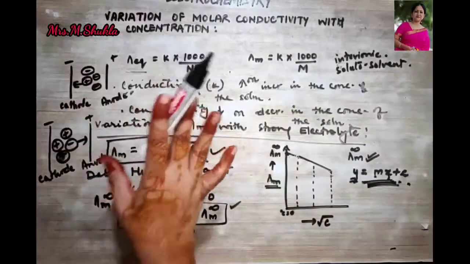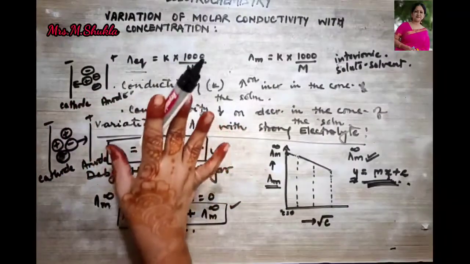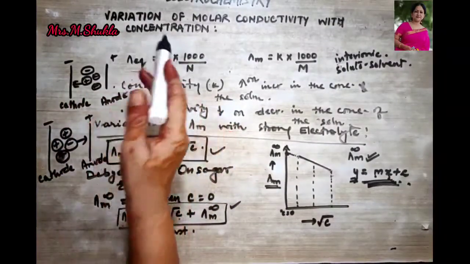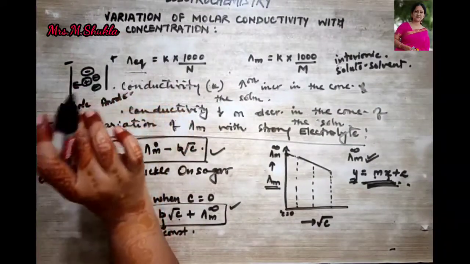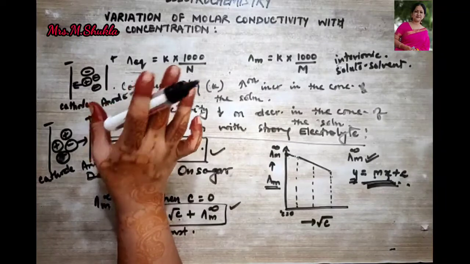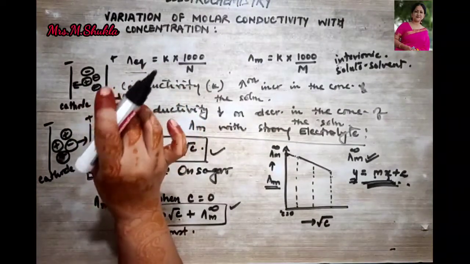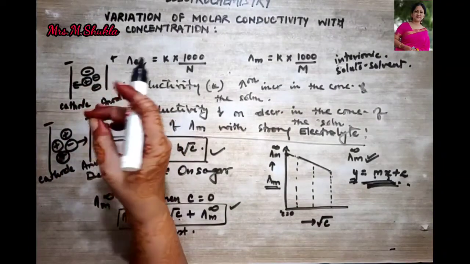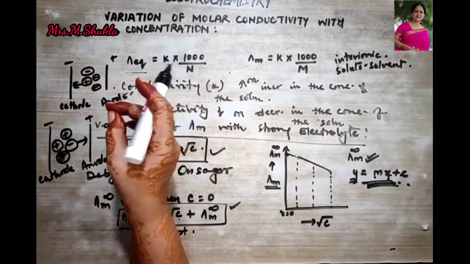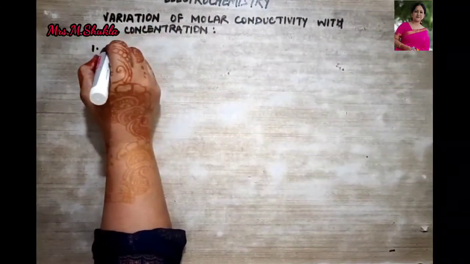Then the strong electrolytes are almost completely ionized in solution. Therefore the change of the concentration does not bring about any change in the degree of ionization, and this is the reason why the change in the molar conductivity is not as much as expected from the change in the concentration.